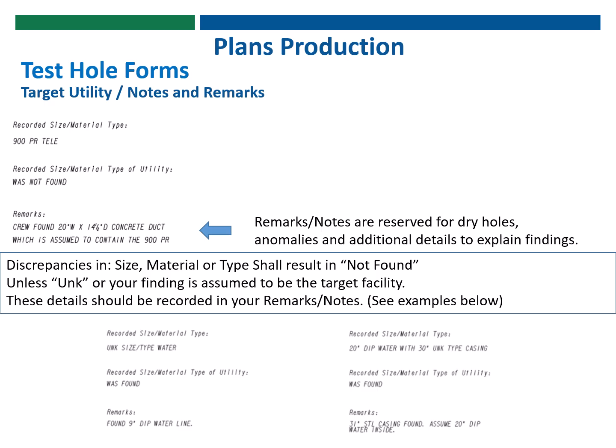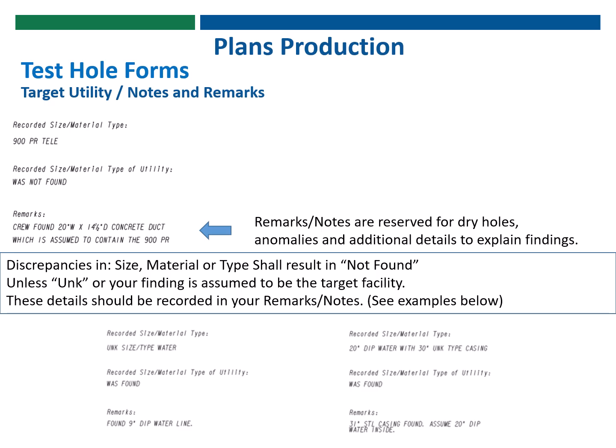Let's go over some examples here to determine if the consultant was able to find the target facility or not. So if you look at the first example, the targeted facility was a 900 pair telecom, and the crew's remark states that they found a 20 wide by 14.5 inch deep concrete duct, which is assumed to contain the 900 pair. You'll notice that the facility was not found, and that is because the concrete duct was not mentioned for the targeted facility.